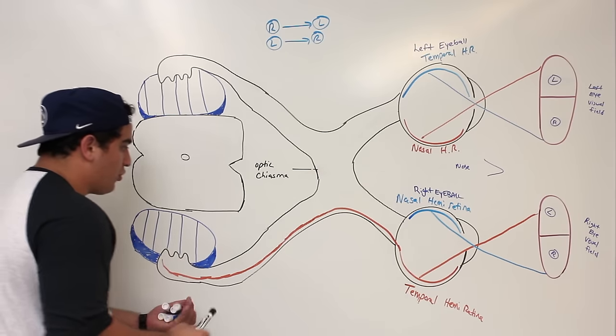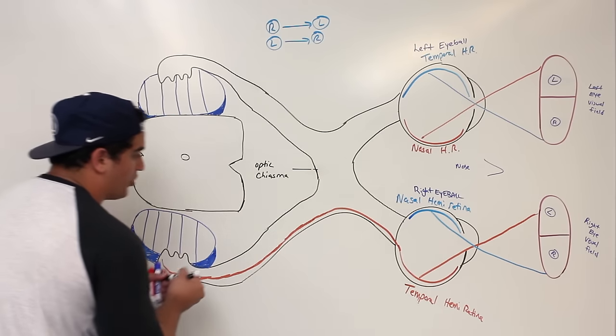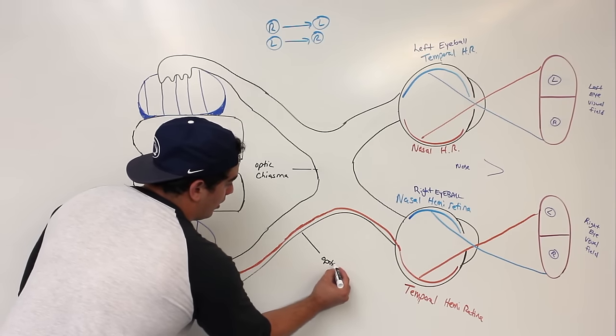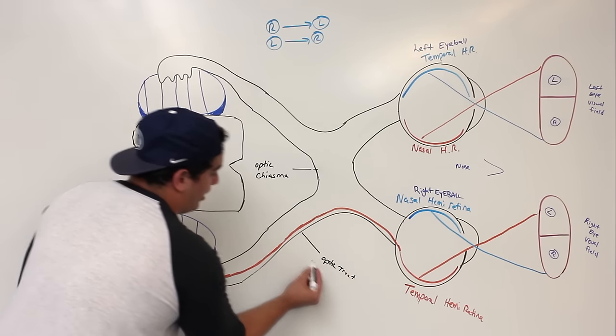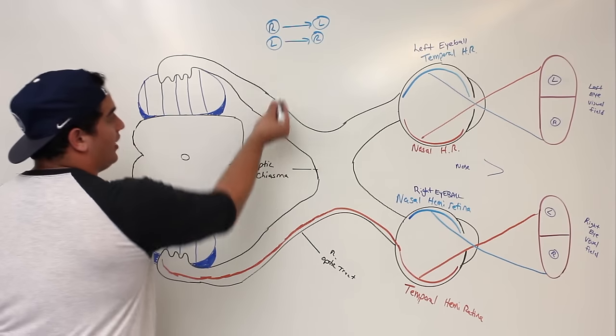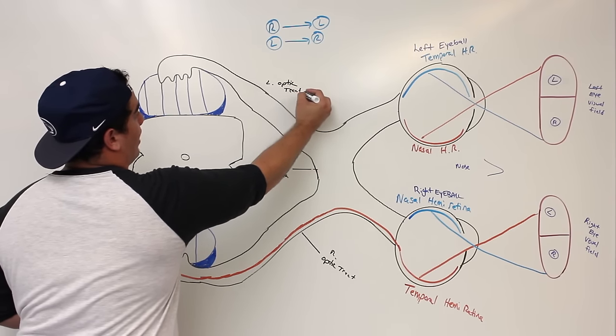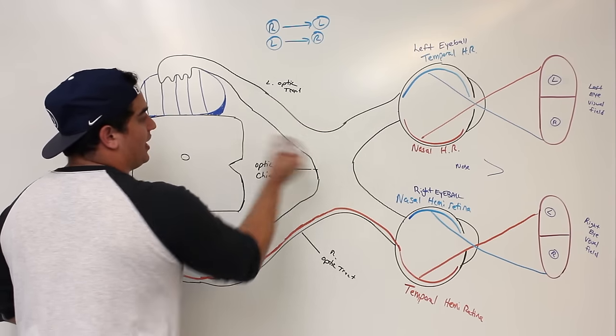So what is this structure right here, this long tube-like structure here? This whole tube-like structure here is called the optic tract. So this would be the right optic tract. What do you think this one is? This is the left optic tract. And this is the optic chiasma.